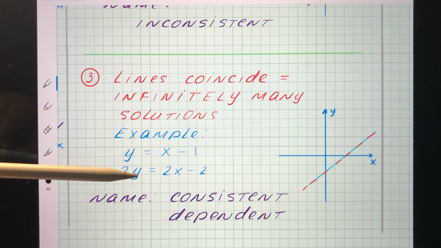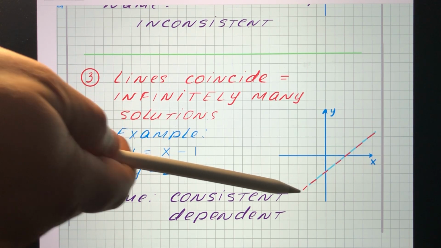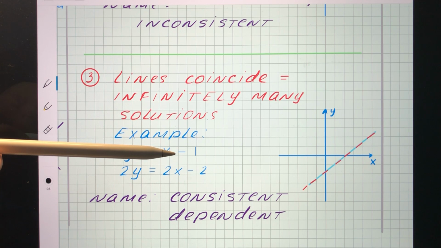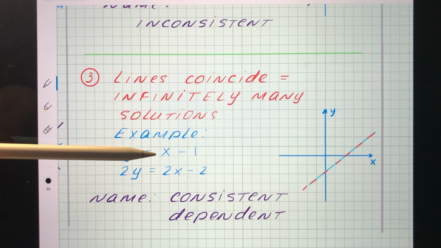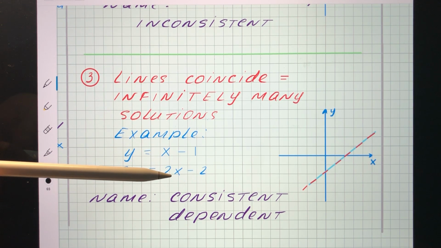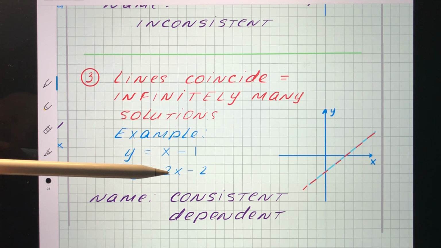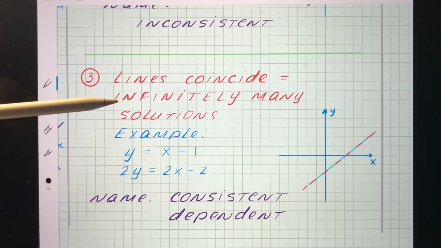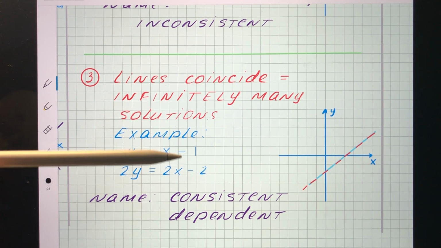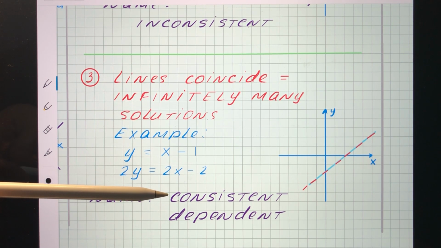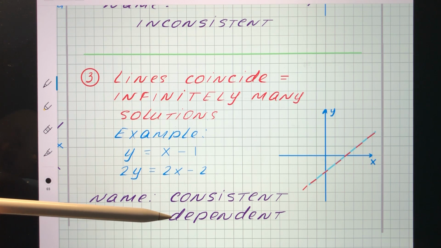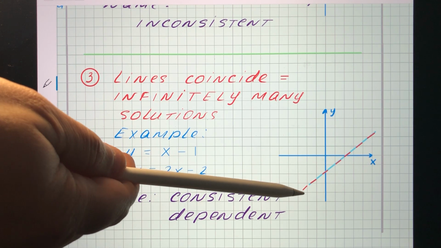So the line that represents the second equation will run over the first line. And we're looking for the points that are on both the first and the second line. Well, every point that is on the first line is automatically on the second line. And there are infinitely many points on a line, which means there will be infinitely many points in common between these two equations, which also means there will be infinitely many solutions. To name it, we use the words consistent because there are solutions, and dependent because the two equations depend on each other, so the two lines coincide.